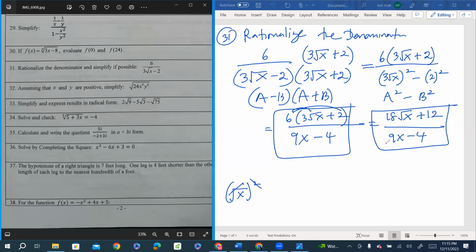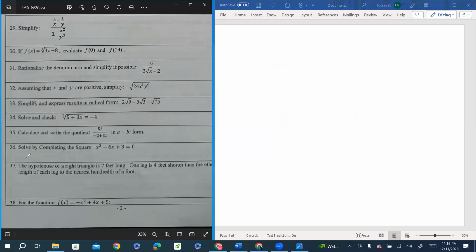Let me see what they have. 31, if I can find it. 18 radical x plus 12 over 9x minus 4 is the final answer they have. Okay, good. I hope that makes sense. Let me look at the next question. Let me erase the board. And let's look at the next question.